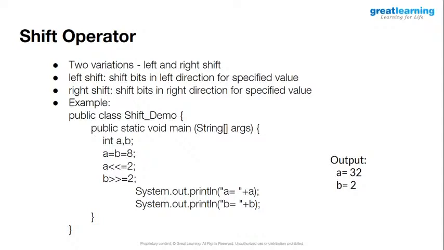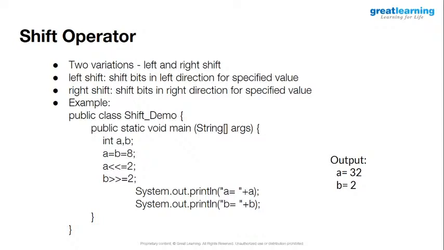Similarly, when we do right shift, the number gets shifted to the right, so the number will be decreased. By how much? Similarly 2 raised to power n. Here the value is 4, so we get 8 divided by 4, that is 2.